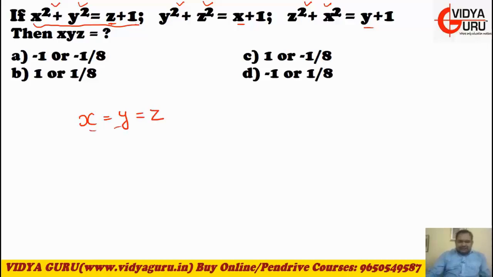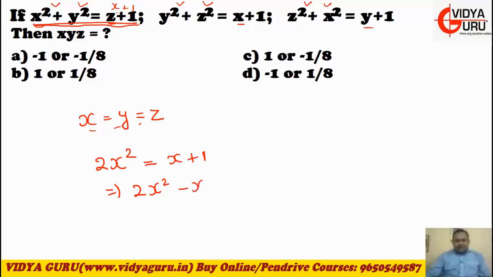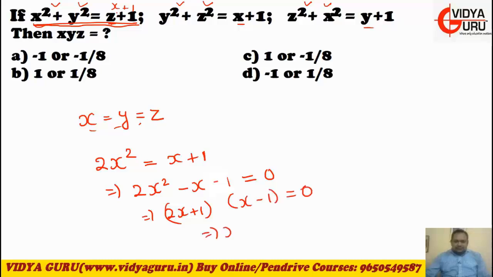So I would say after assuming this, the given information becomes x square plus x square. So 2x square is equal to z plus 1, which can be written as x plus 1. I would say this is what is given to me. So from here 2x square minus x minus 1 is given to be equal to 0. So from here 2x plus 1 into x minus 1 is equal to 0. So from here x comes out to be equal to minus half or 1.